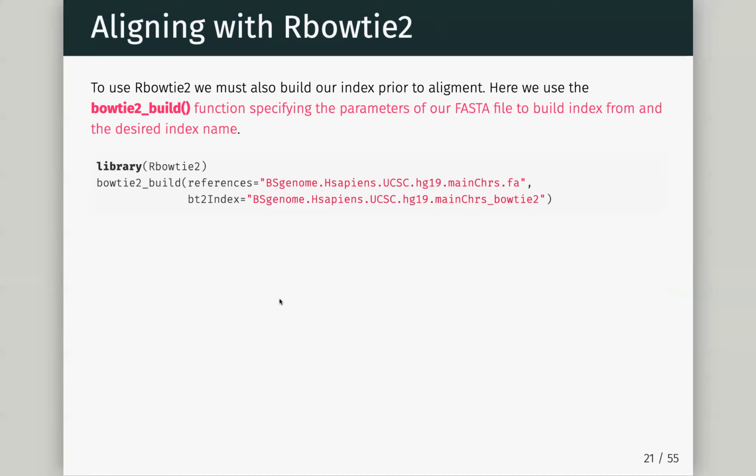We can also use Rbowtie2 to do the same thing. Just to show you that, a lot of people like Bowtie 2. To do that is very similar. We just do library rbowtie2. We can provide the FASTA file we produced as references, and then we just tell it the name of the index we want to make, the same as previously with underscore bowtie2.